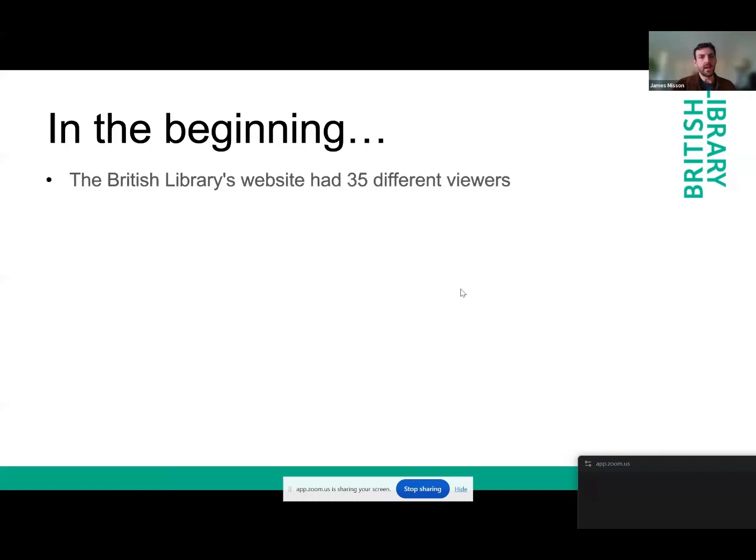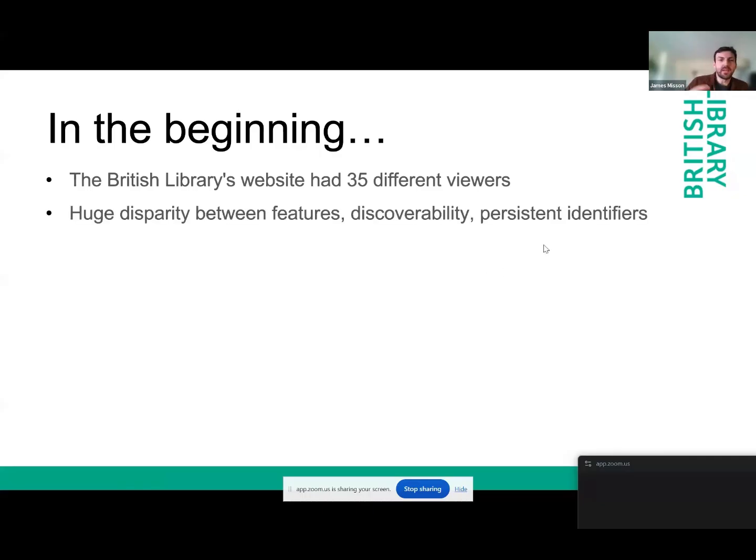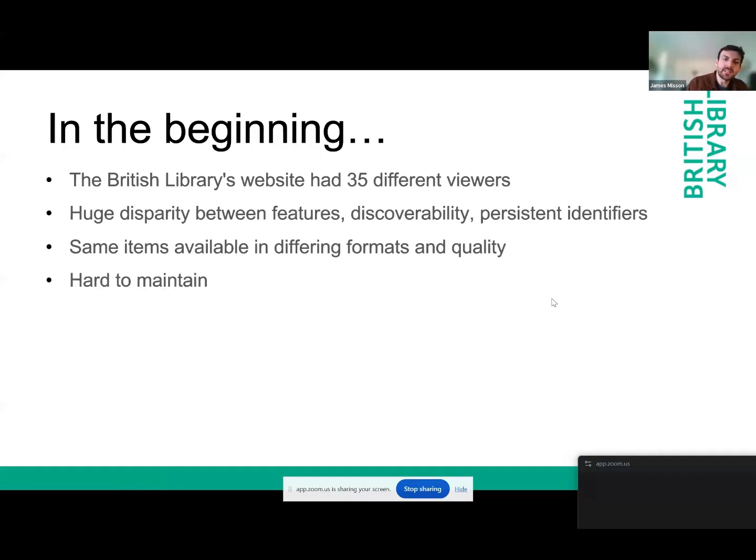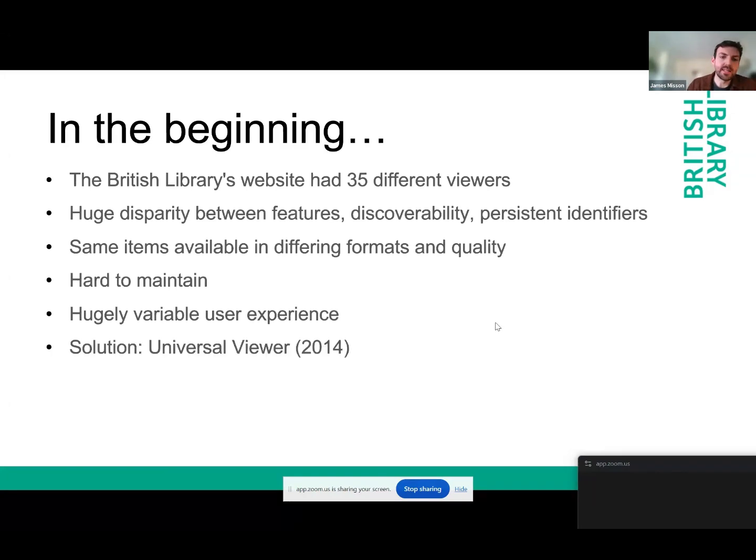So in the beginning, the British Library's website had this staggering number of different viewers, 35. This created a huge disparity between features and discoverability and identifiers. And the same items were available across different platforms and different formats and quality. And it was very hard to maintain, as you can imagine, and a hugely variable user experience. So this was part of the reason for adopting a single universal viewer in 2014. So that provided the solution to this chaos.